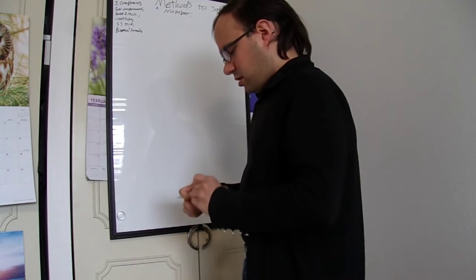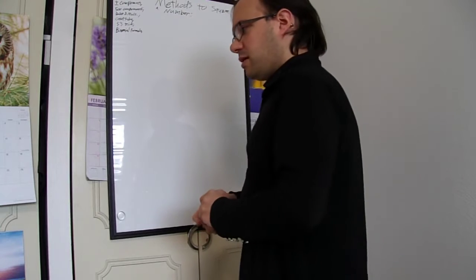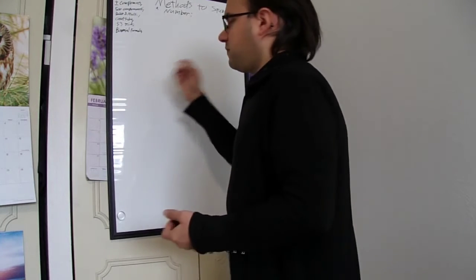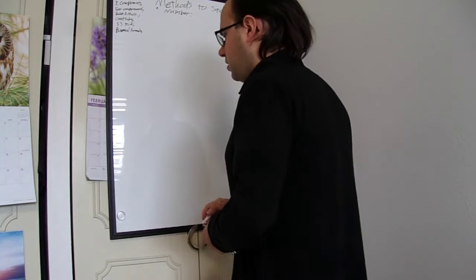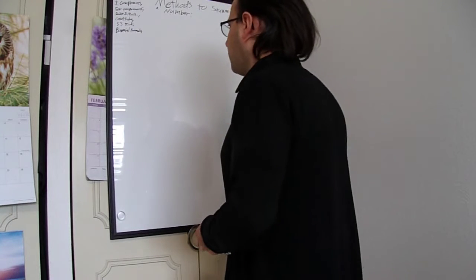Now first off, squaring a number is where you multiply it by itself. So 13 times 13, that's 169. 12 times 12 is 144.